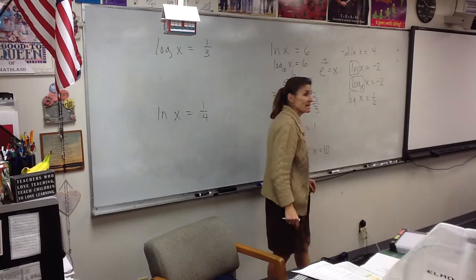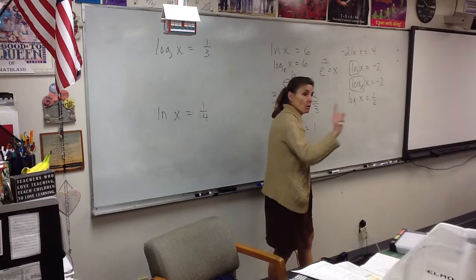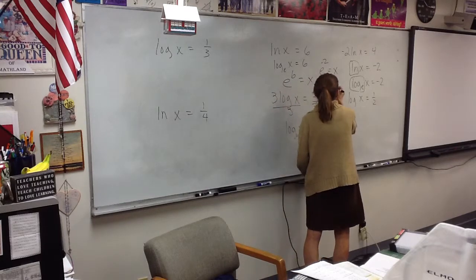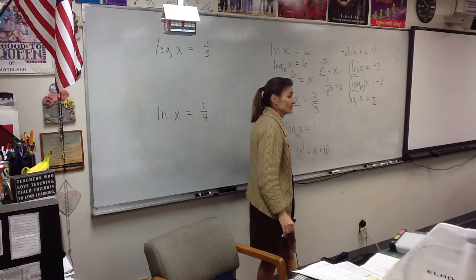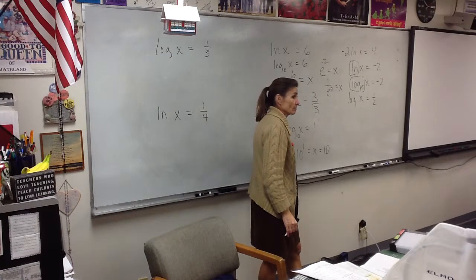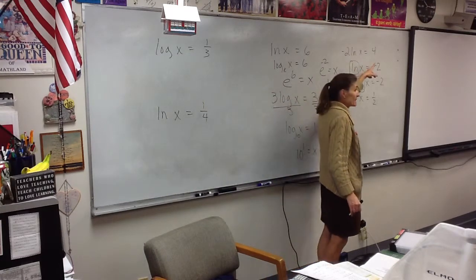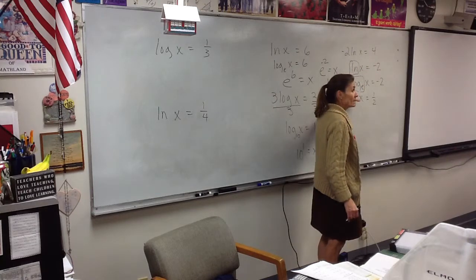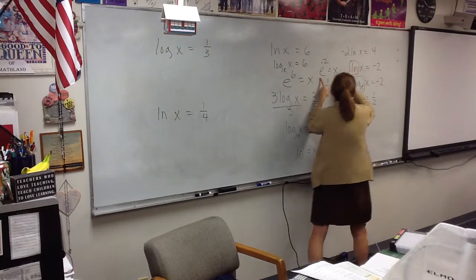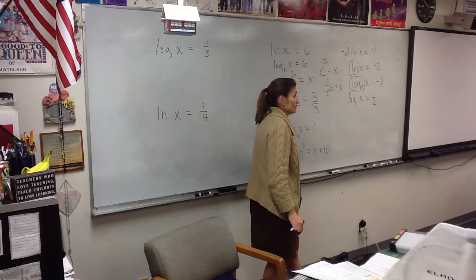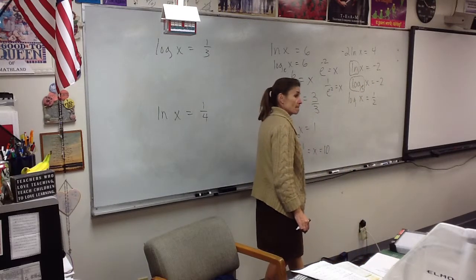What does e to the negative 2nd mean? 1 over e squared. So the answer to the problem is 1 over e squared. Step 1, divide by negative 2. Step 2, rewrite ln as log base e, and then translate it. E to the negative 2nd equals x.